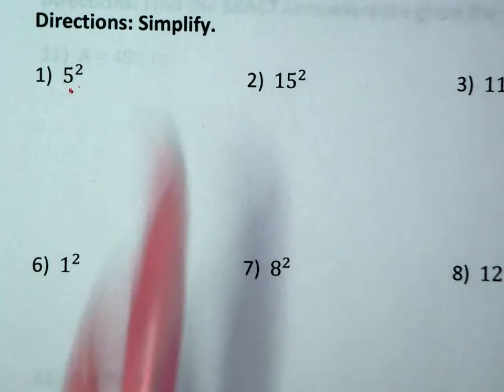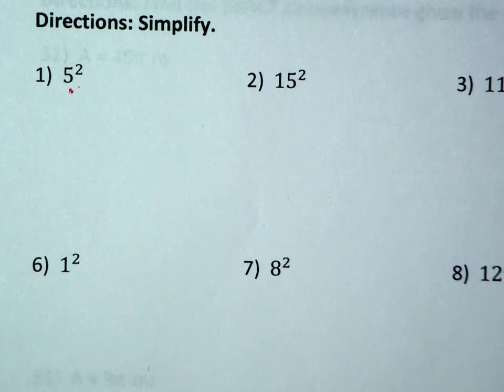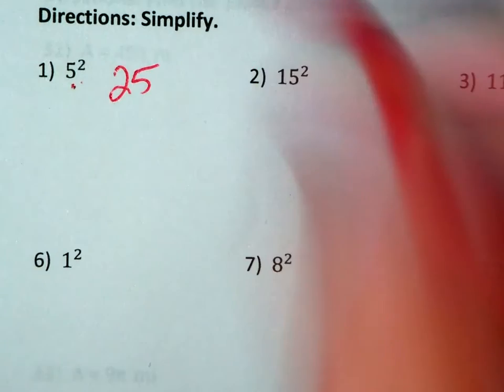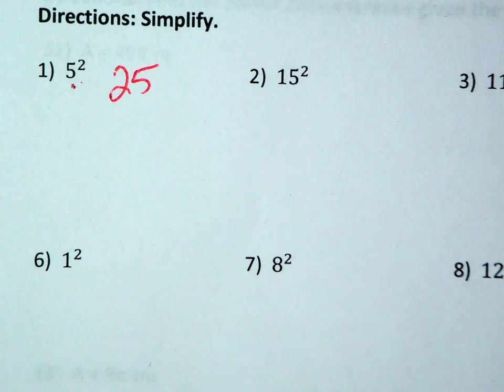5 squared means that I'm taking 5 and multiplying it times 5. So 5 times 5 is 25. I'm not going to continue to go over the rest of those because that should be a pretty basic concept that you picked up from 6th grade.